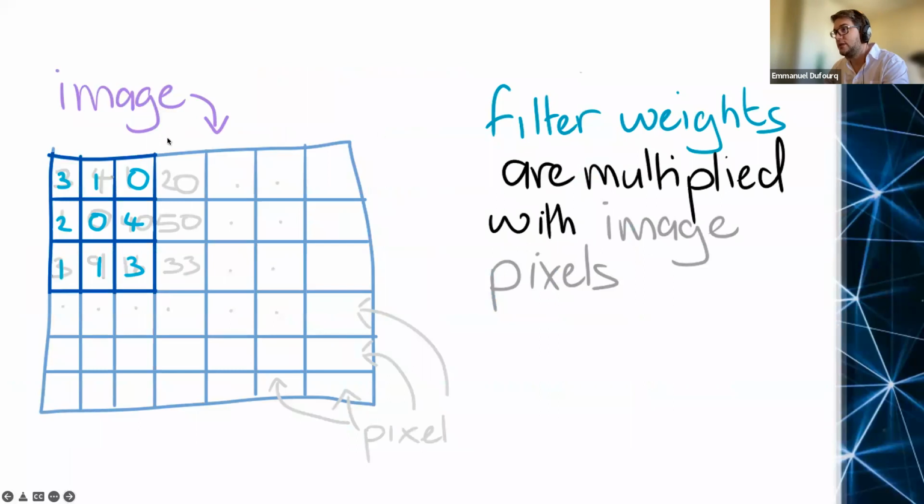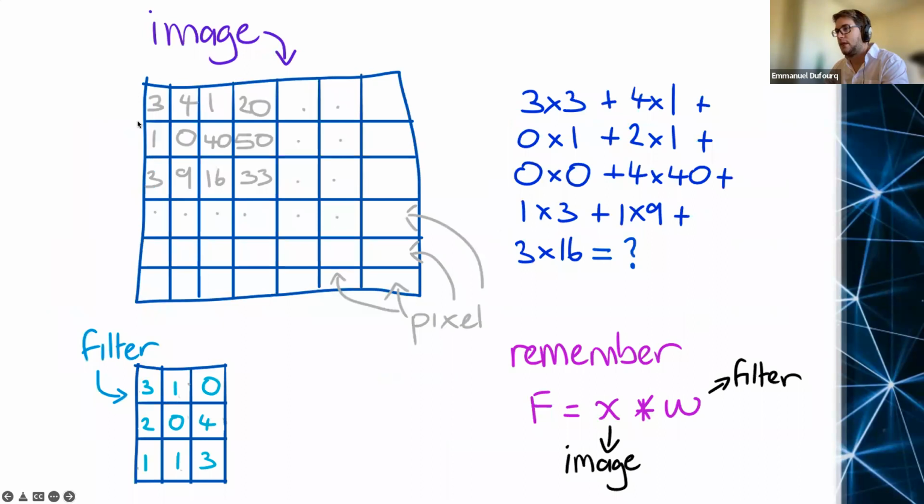So the filter weights, the values in the filter, when you place it on the edge of the image, are multiplied with the pixel values. So how is this multiplication done? So here is the same image with some pixel values, and here's the same filter that I showed you just now in the bottom left. So this is how we do it. Since we place it in the top left, we say 3 multiplied by 3 plus 1 multiplied by 4 plus 0 multiplied by 1. Okay, so now we've done this row.